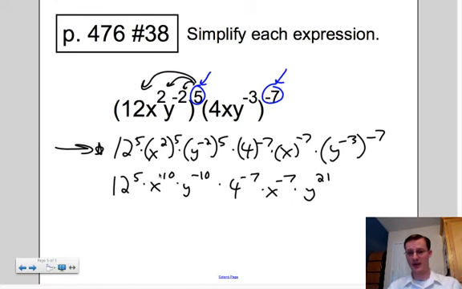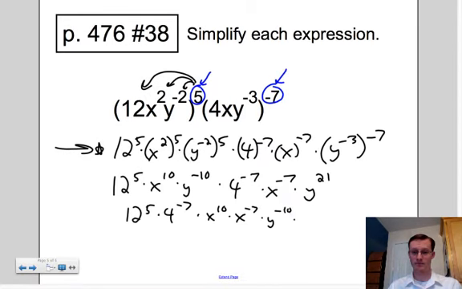So now we have all of this. It is a lot of stuff going on there. Let's just rearrange it a little. 12 to the 5th times, I'm going to put all of the integer bases out front. Then I'm going to put the x's. And now I'm going to put the y's. And now we're going to continue.